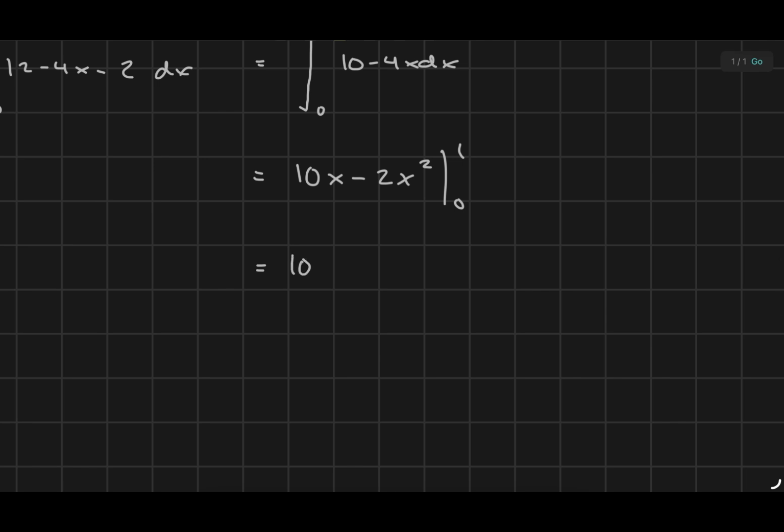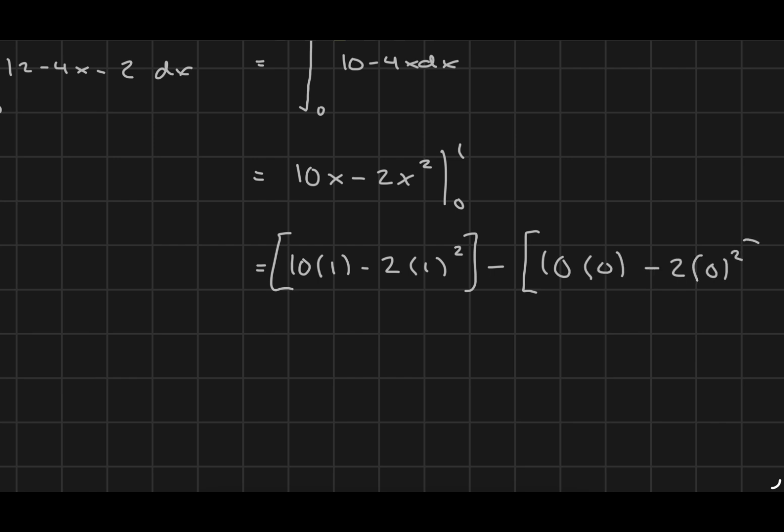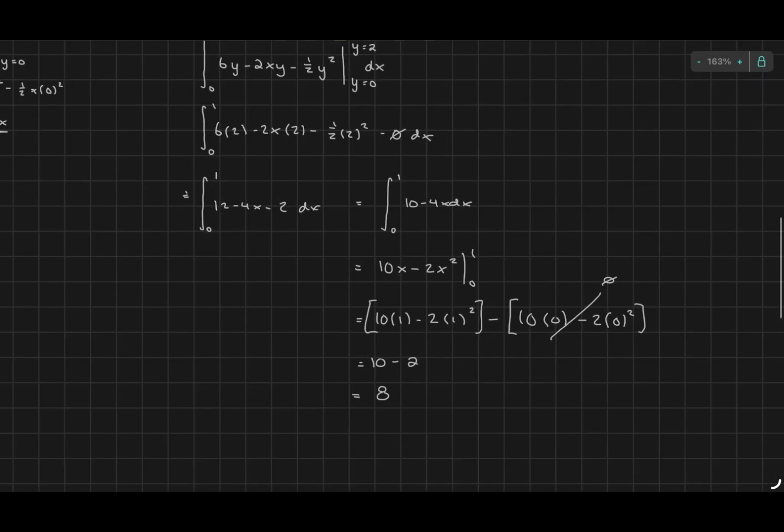We're going to have 10 times 1 minus 2 times 1 squared minus, we'll write this one out this time. Why not? 10 times 0 minus 2 times 0 squared. That's just going to be 0 right there. We're going to have 10 minus 2, which is going to equal 8. That is the final answer to our integral here.